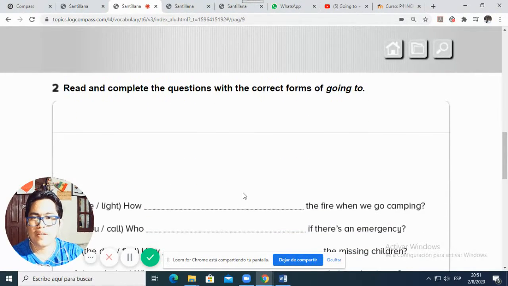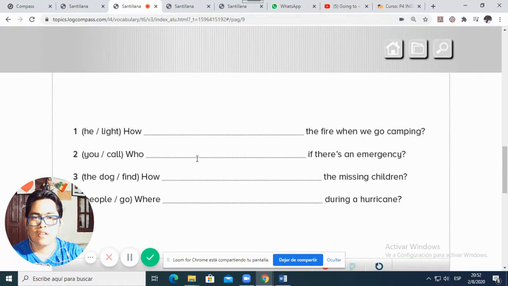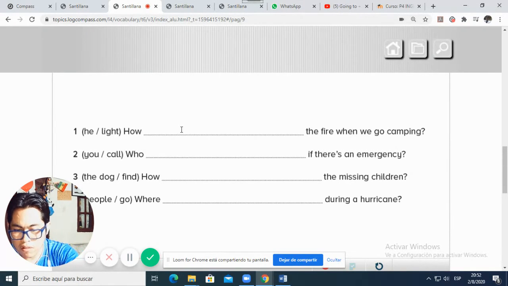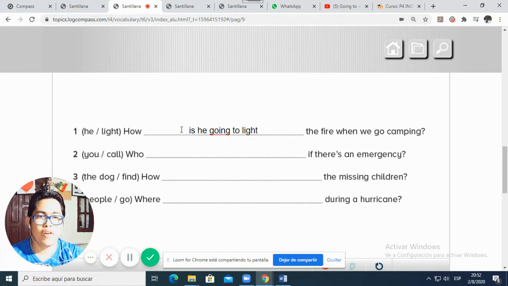And let's continue. Here you will read and complete the questions with the correct forms of going to. So this is a question here. So it begins with how. I do an example for you, okay? How is he going to light the fire when we go camping? Okay, we use the structure going to in questions. So you do the rest with the other sentences. You complete these questions. Okay?